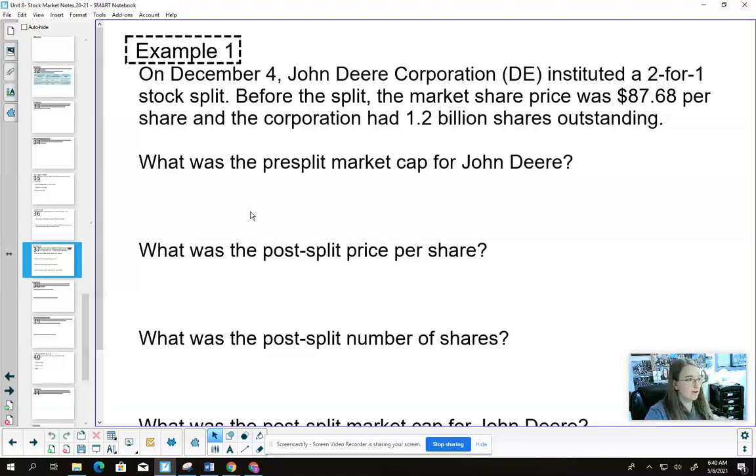Okay, so again, we're kind of skipping around here just because this lesson takes a little bit longer. I mean, there's not many slides, but it's just a little bit harder, and so I wanted to give more time for practice with it. Talking about, again, a stock split.